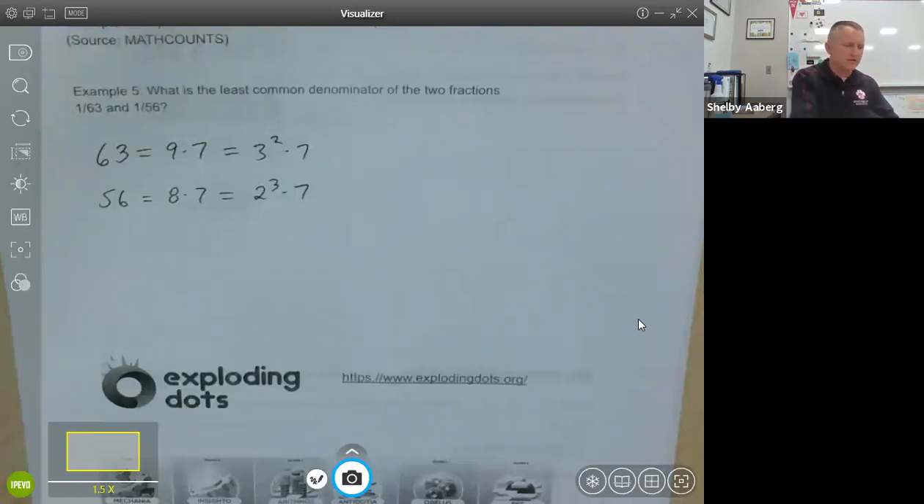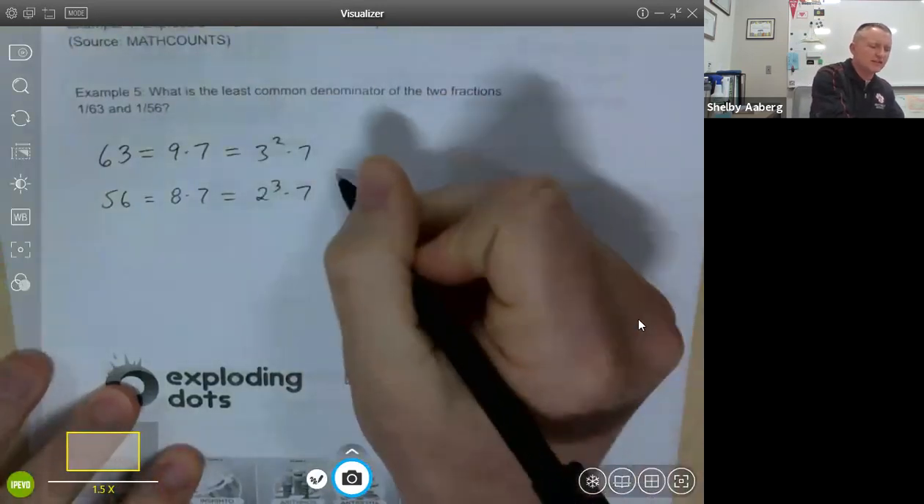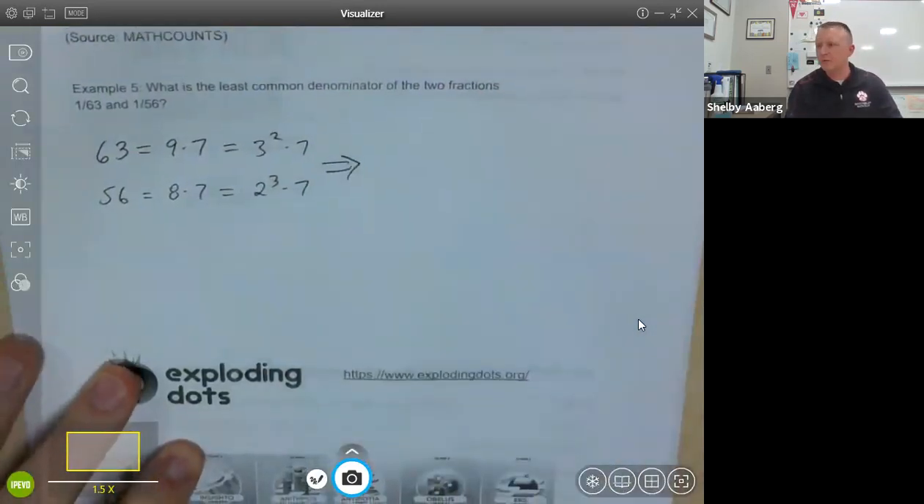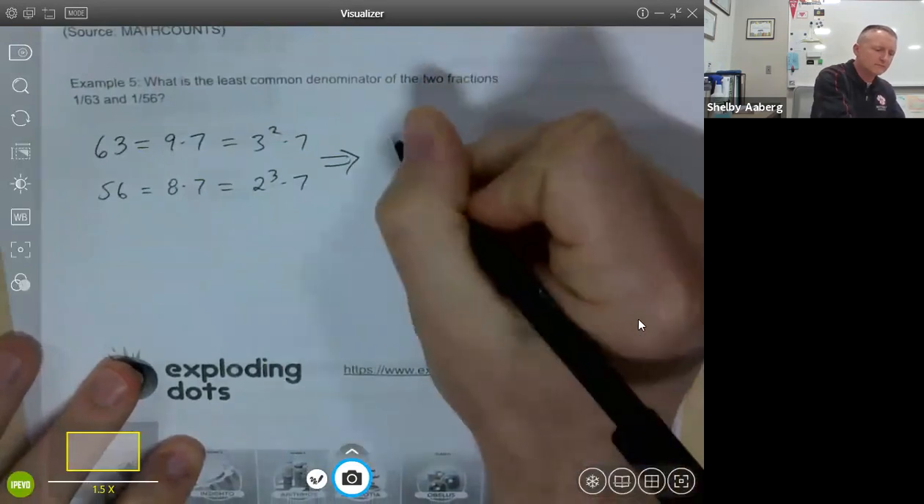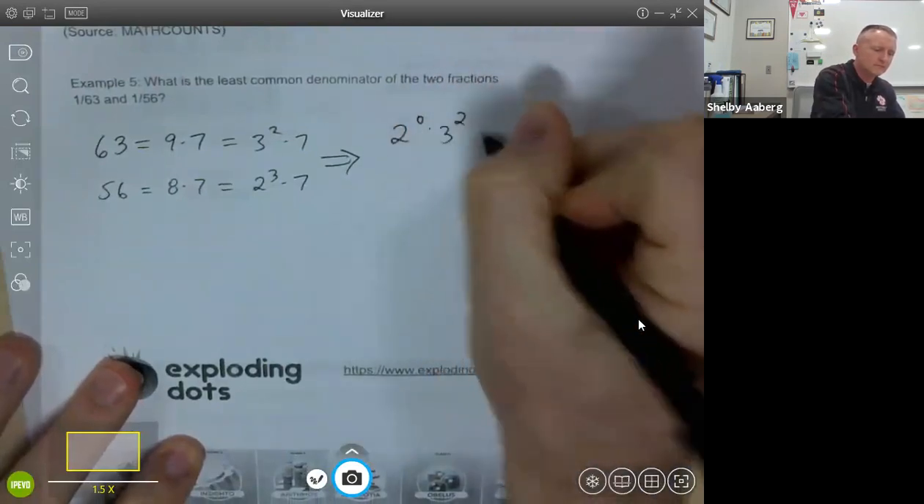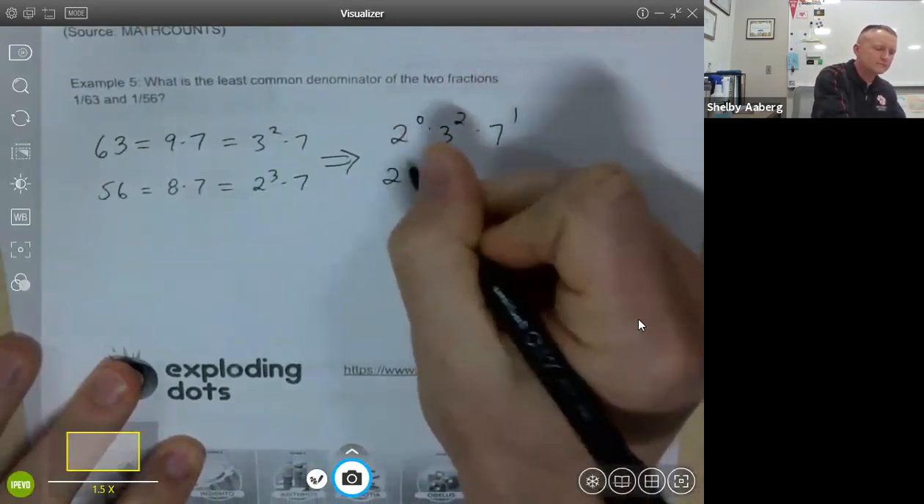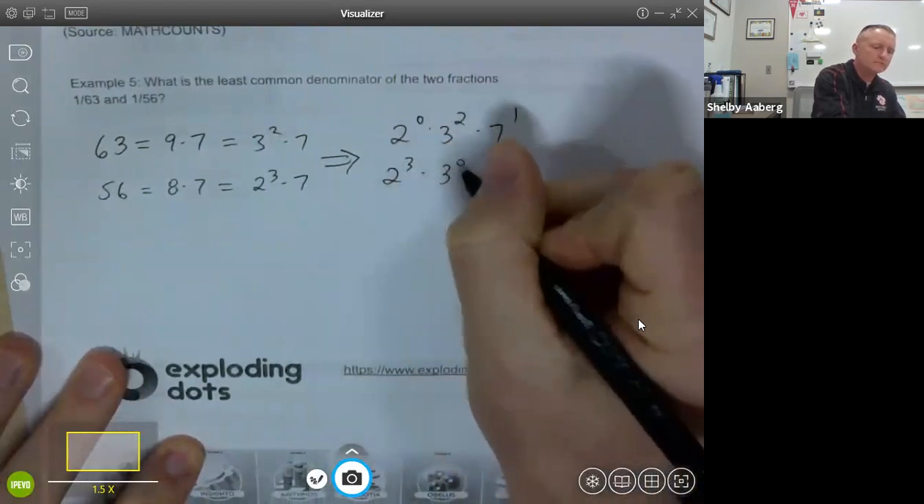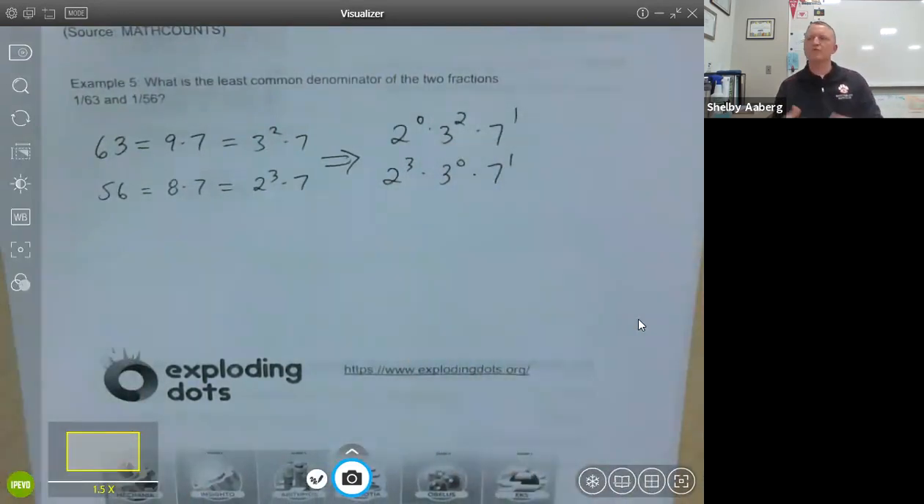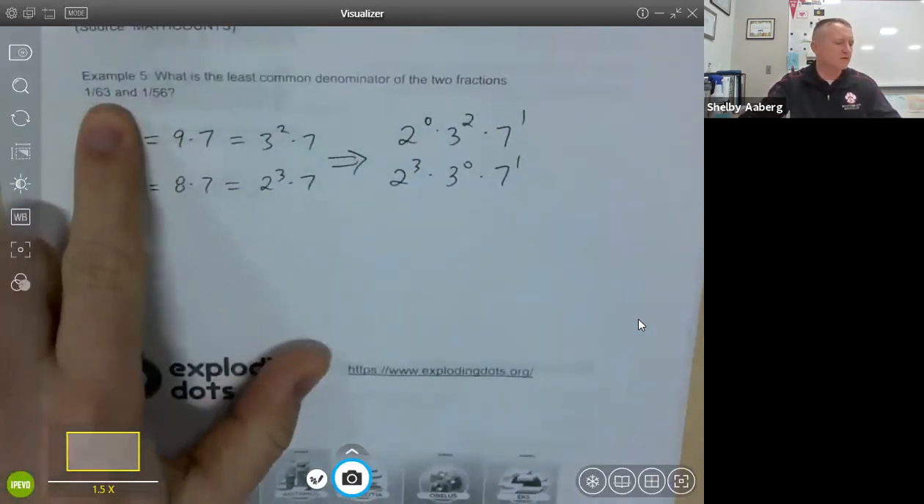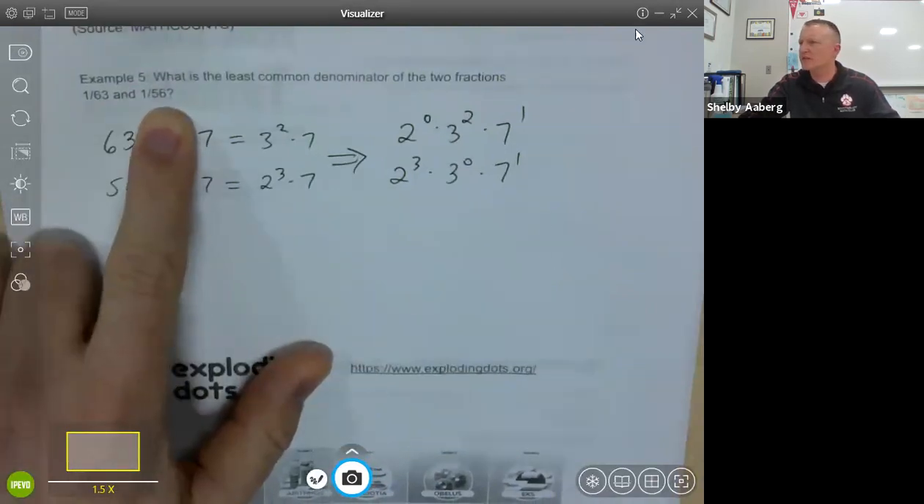So what I would do is I'd write out these two prime factorizations and I'd say, okay, kid, I'm gonna write it in a goofy way. I want to tell them why. Then we might use that brute force reasoning. What if I make a spreadsheet with multiples of 63? What if I make a spreadsheet with multiples of 56?